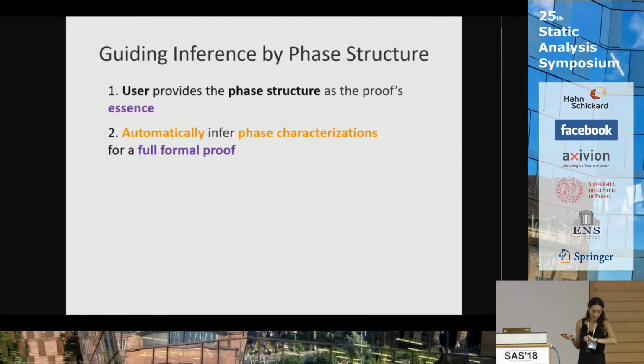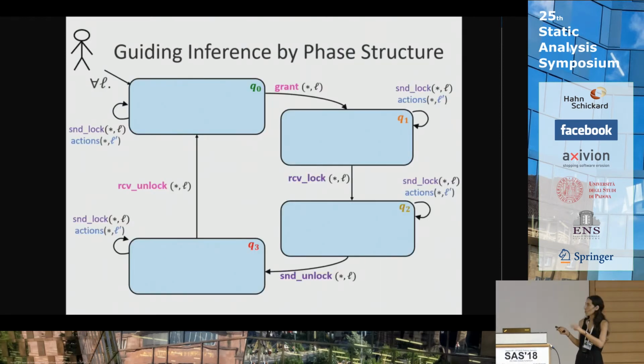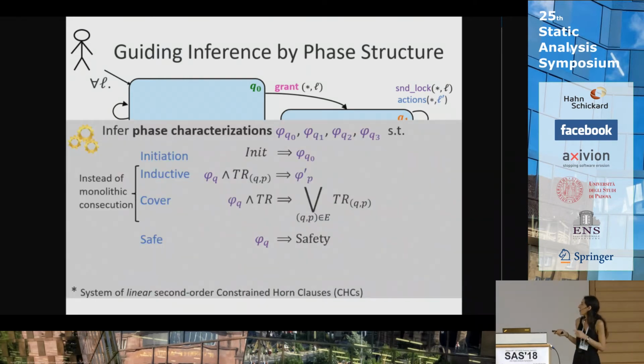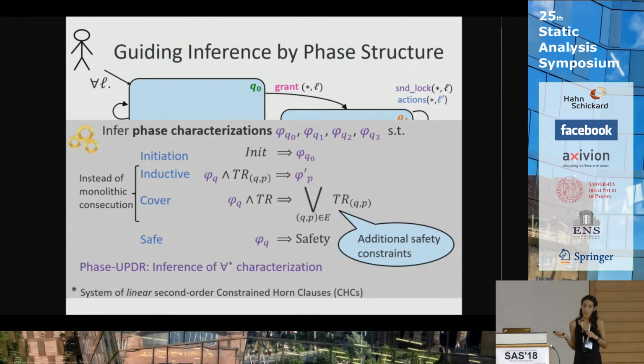And I see that I'm running out of time, so I'll just say a few more words. Basically now we can use this as a basis for interaction. We'll just let the user give us the structure. Let's skip to this. Just what are the phases without characterization and the transitions that go between them. And we will automatically infer the characterizations. And we can do that by a variant of UPDR. We can extend UPDR to finding these phase characterizations. And this is what we really did.